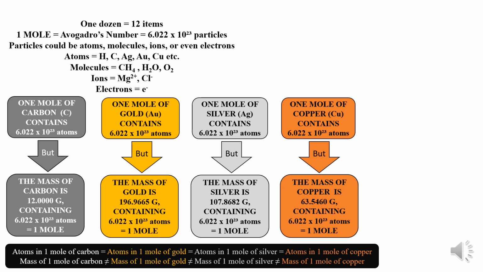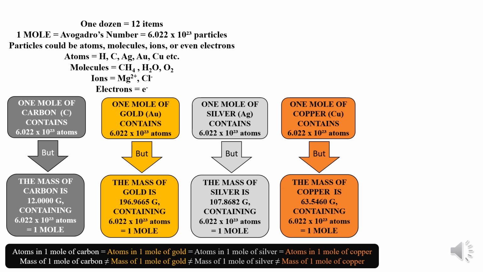Now, these 4 elements are equivalent in terms of Avogadro number of atoms, but they are not equivalent in terms of mass. Each element has its own mass. Carbon has a mass of 12 grams. Gold has approximately a mass of 197 grams. Silver, a mass of approximately 108 grams. Copper, an approximate weight of around 64 grams.